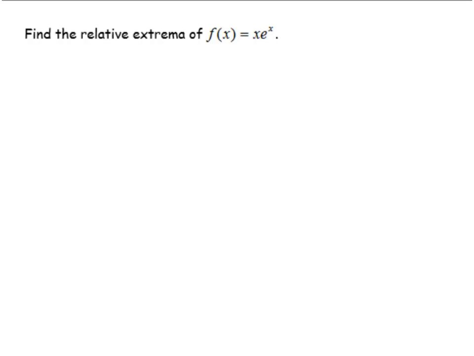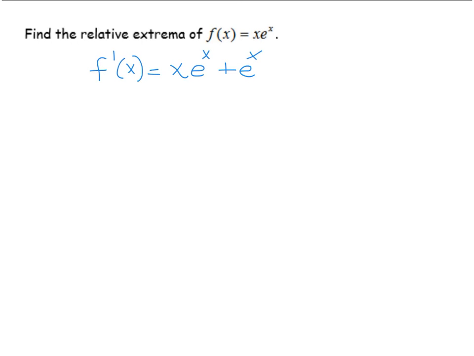Okay, this is the final example on this video, and we're going to try to find the relative extrema of f of x equals x times e to the x. So the first thing that you do when you're looking for extrema, which is a max or a min, relative max or min, is to take the derivative and set it equal to 0. So that's what we're going to do first. We're going to take the derivative, which is the product rule. So once again, first times the derivative of the second plus the second times the derivative of the first.